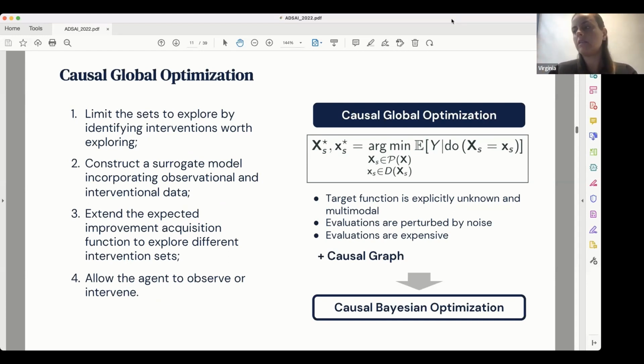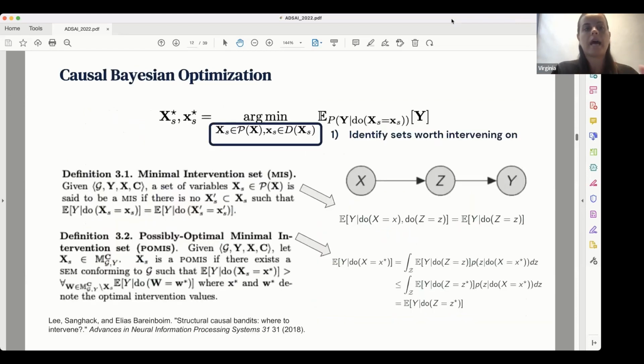We need to extend an acquisition function, and in this case, we use the classic expected improvement acquisition function. So it has to be able to compare different causal effects, so this certain target function. And we also want to allow the agent to observe and intervene, depending on the structural causal model that we are dealing with.